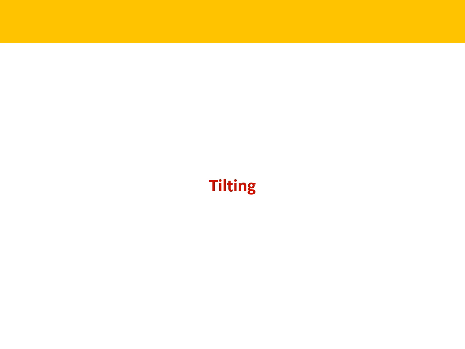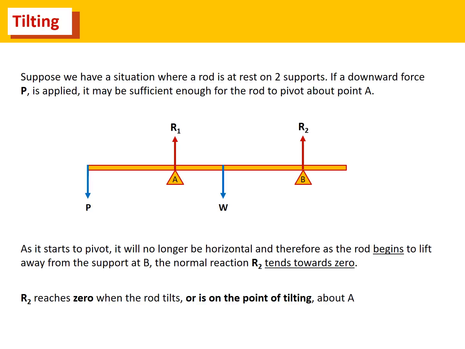In this lesson on tilting or rotating, we're going to look at two situations. One is where a rod is placed upon supports and starts to tilt, or one where a rod is hanging by two strings or wires and is about to rotate. So in this first example, we've got a rod on two supports A and B, and we've got those reaction forces at A and B called R1 and R2.